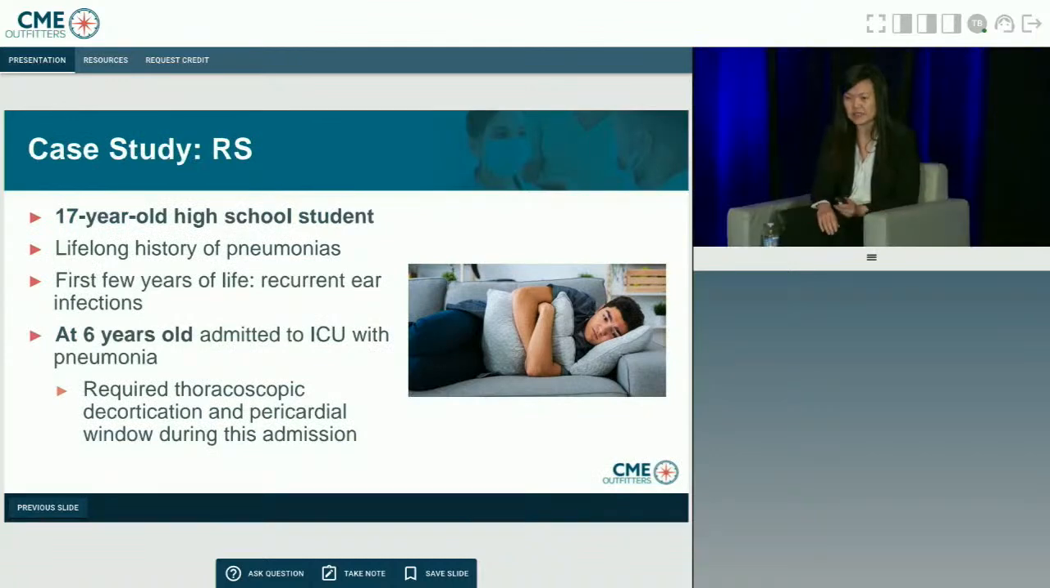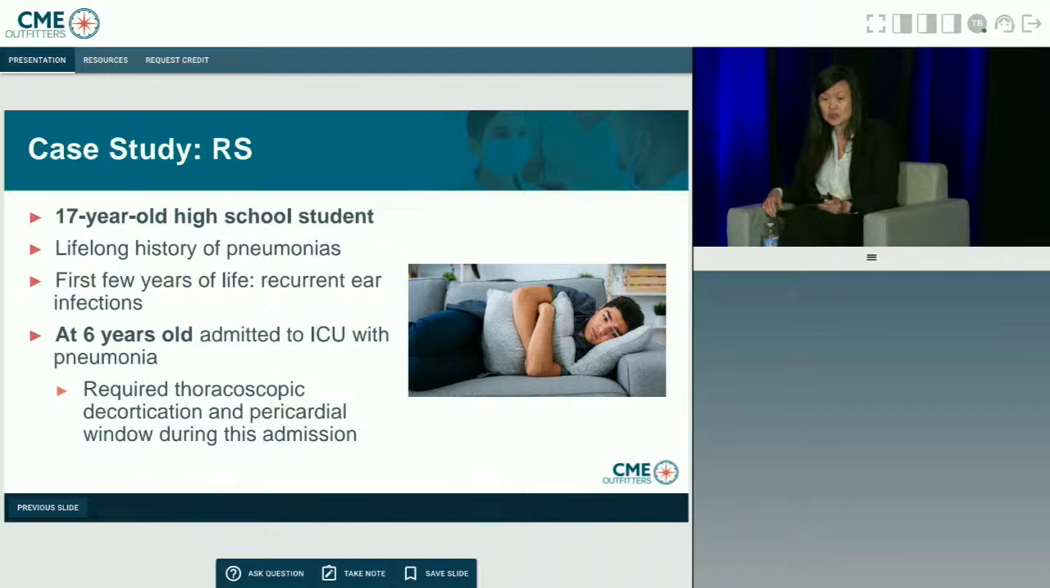Because what's the point of diagnosing if we don't have effective treatments? So I'm going to talk to you about my patient, RS, and I met him. He was already 17 years old by the time I met him, and he's had a lifelong history of pneumonias. And in the first few years of life, they were just kind of normal ear infections, right? No one's really sure, is this more than normal, not normal?